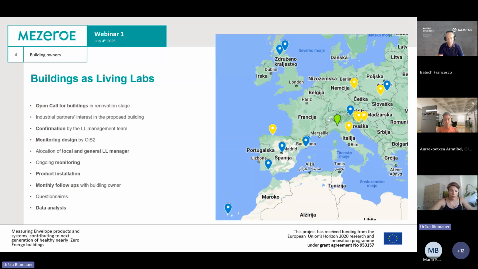Then ongoing monitoring was performed in each of the buildings. Products were then installed. We have monthly follow-ups with the building owners to see how this is proceeding, if they have any challenges, if we can assist them somehow. And then the questionnaires, that is the second part, were posed to the building occupants to see their subjective inputs, how they're feeling about the renovation, about the environment they're working in, living in, and then this all is combined within a big data analysis that is done for each of the buildings that is here acting as a living lab.